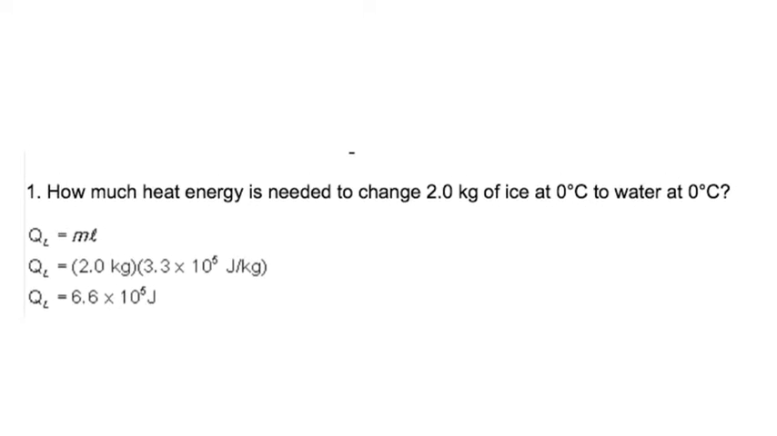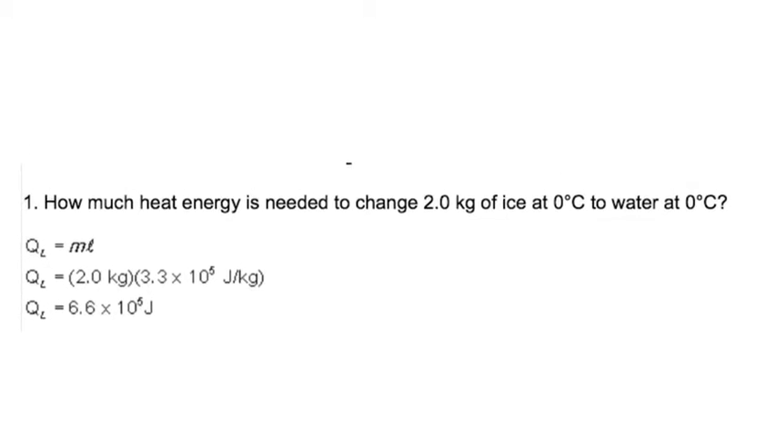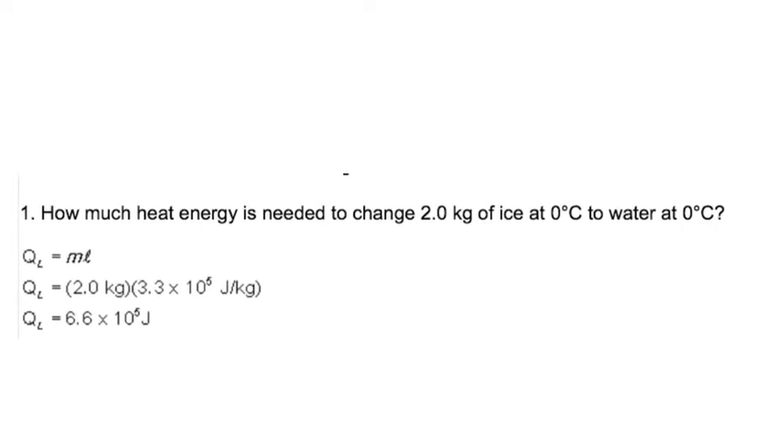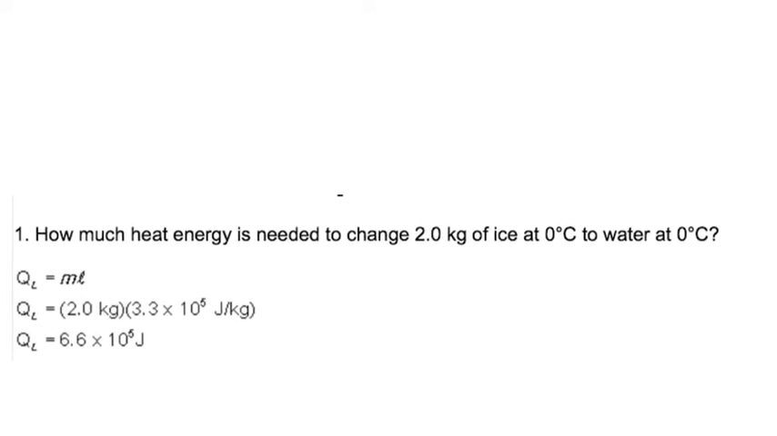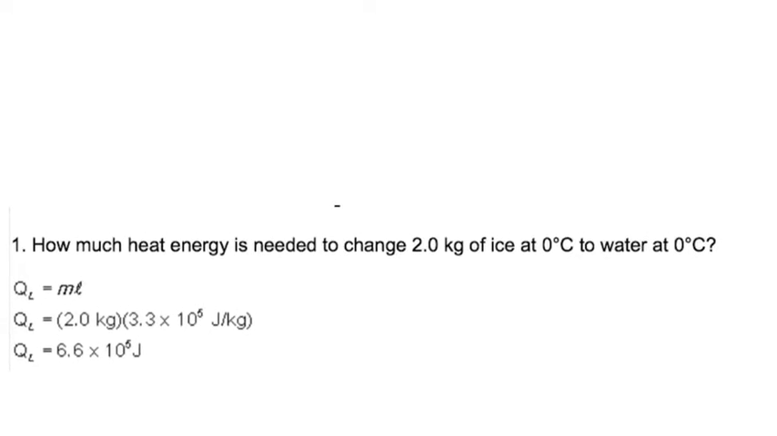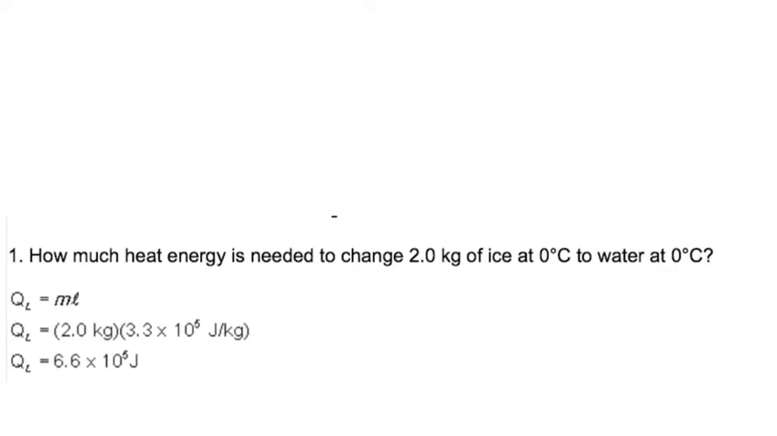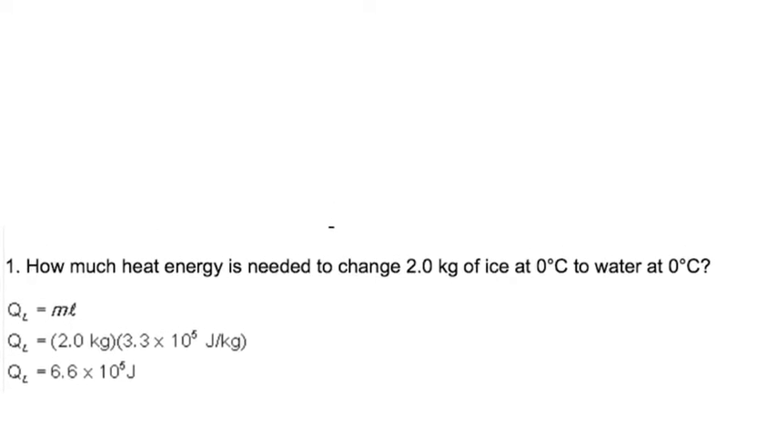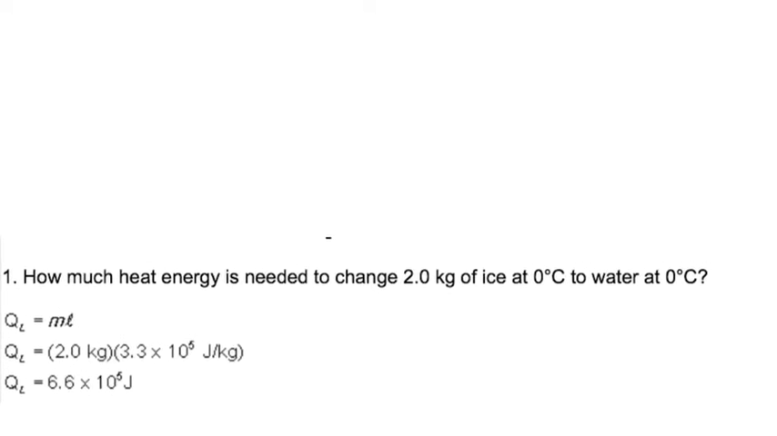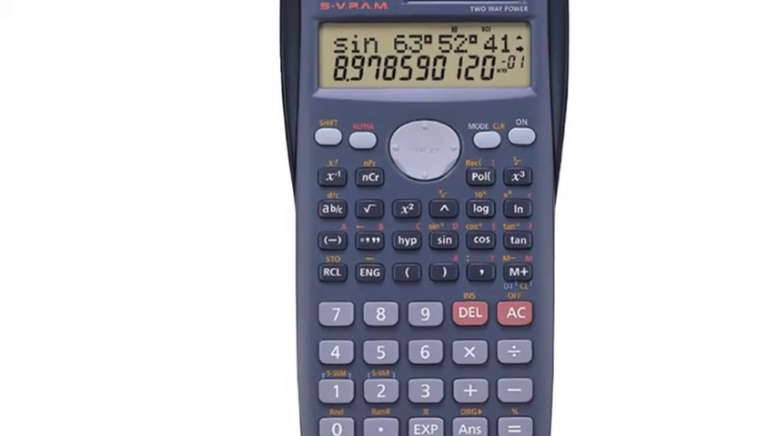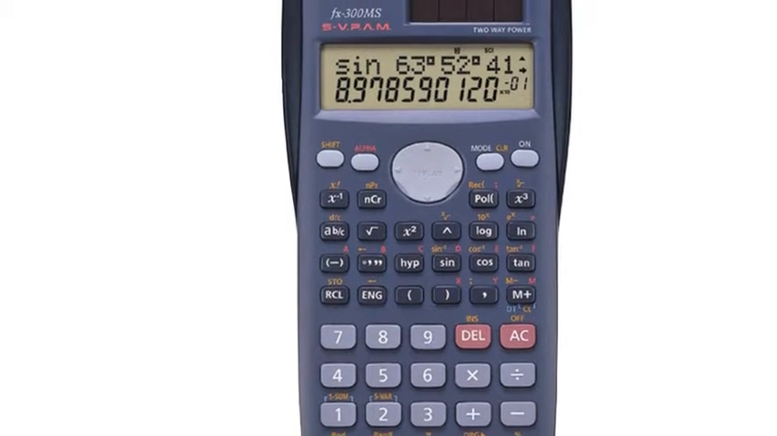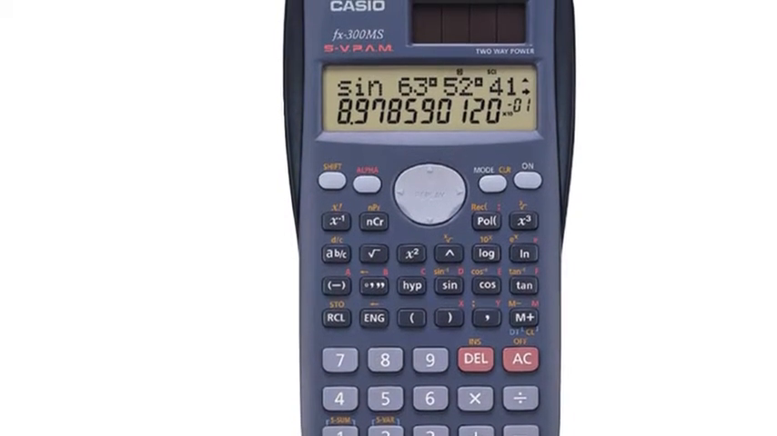Next thing that you're going to do is just simply multiply 2 kilograms by 3.3 times 10 to the power of 5 joules per kilogram. And there you have it! The answer is 6.6 times 10 to the power of 5 joules. One more thing, I suggest you use a scientific calculator so that you won't have a hard time solving the equation.